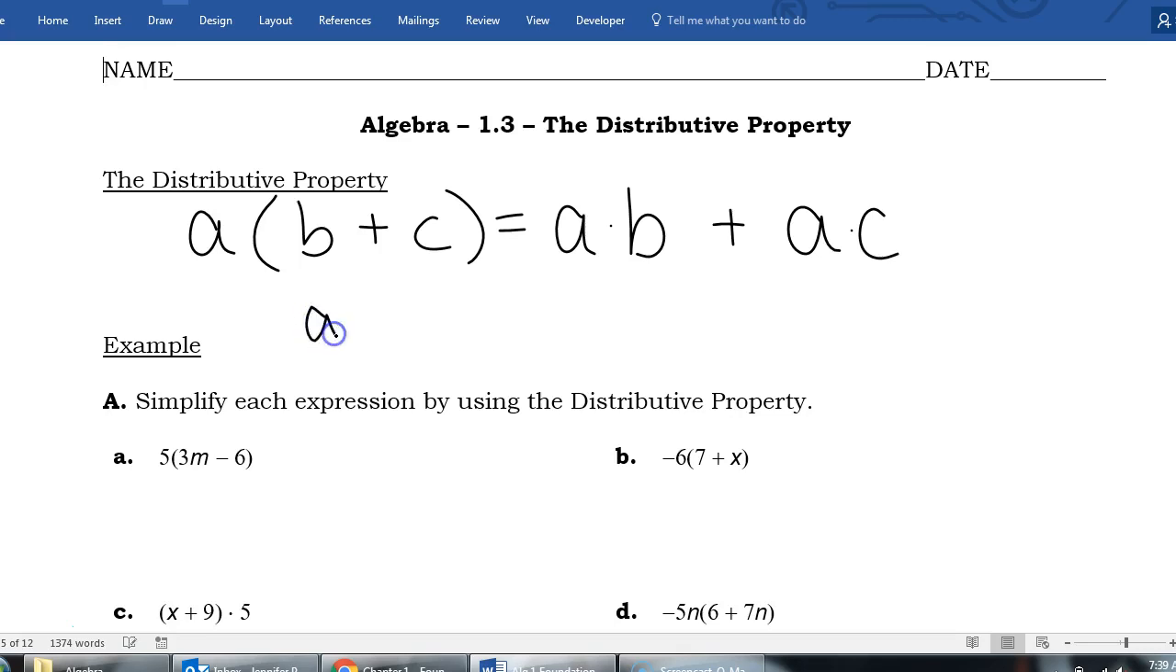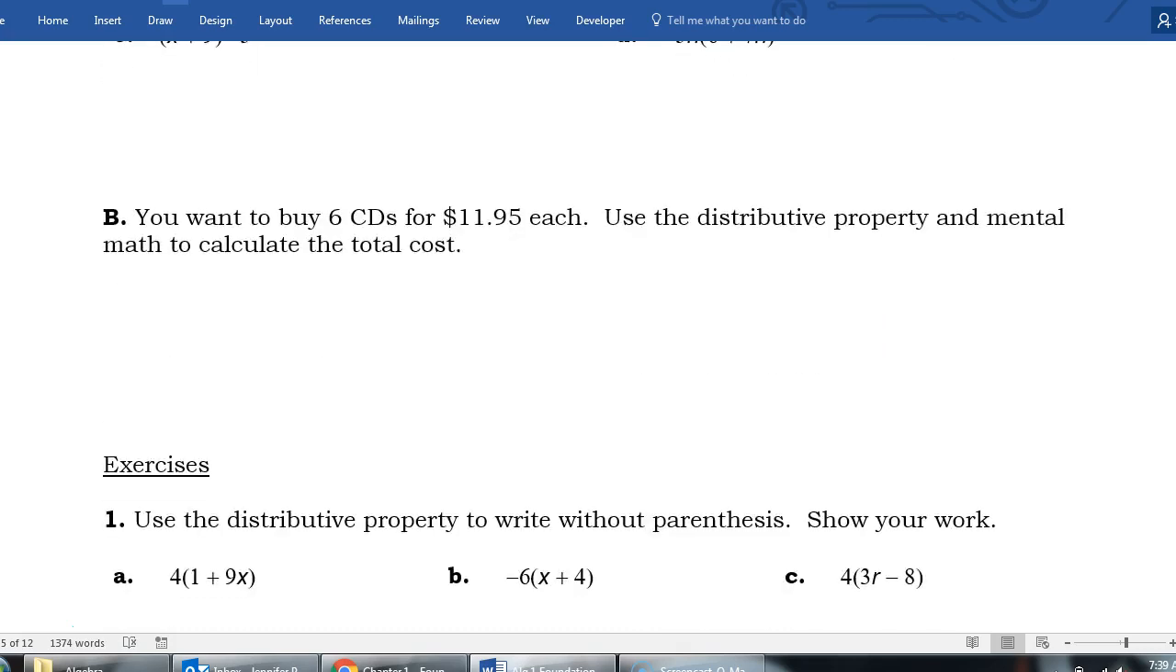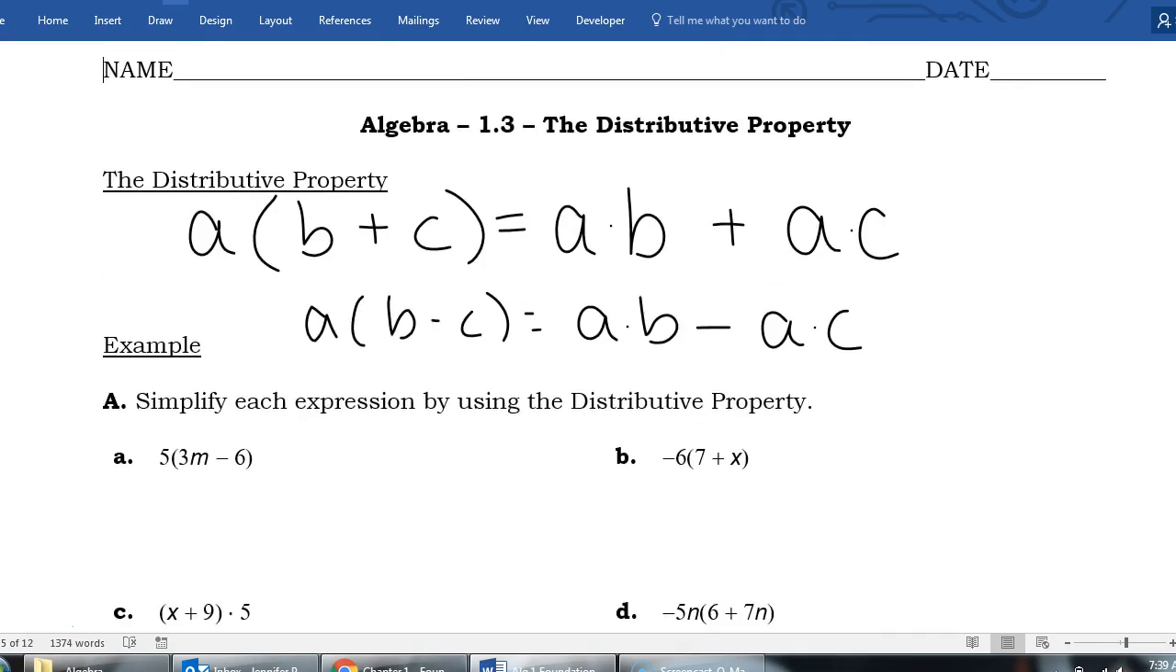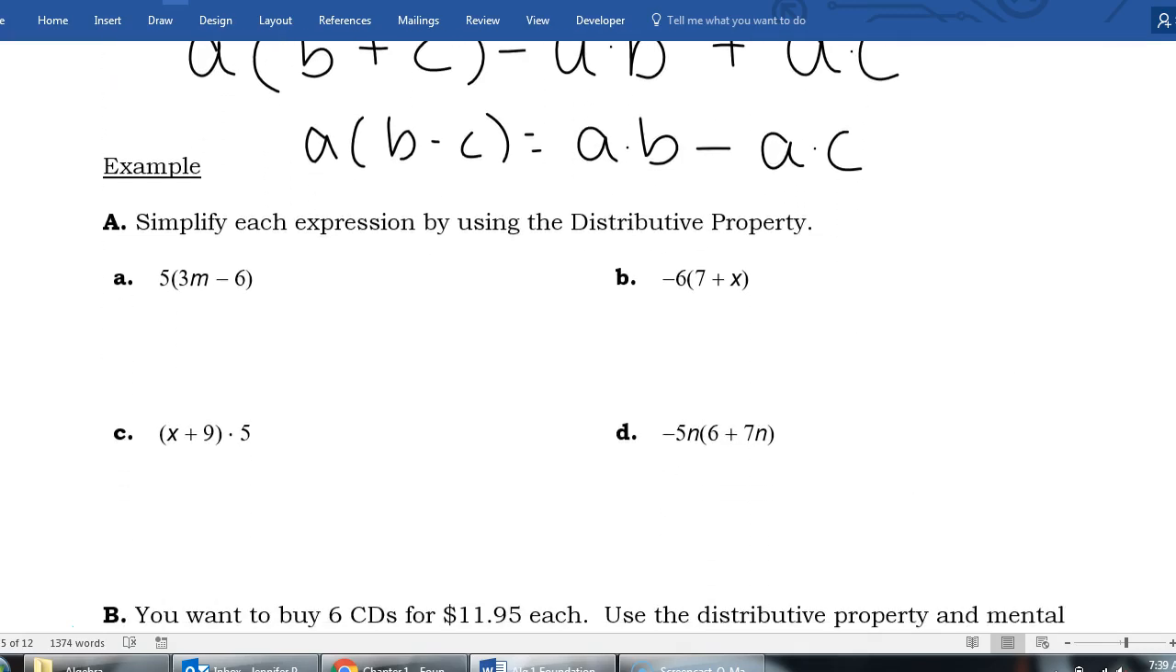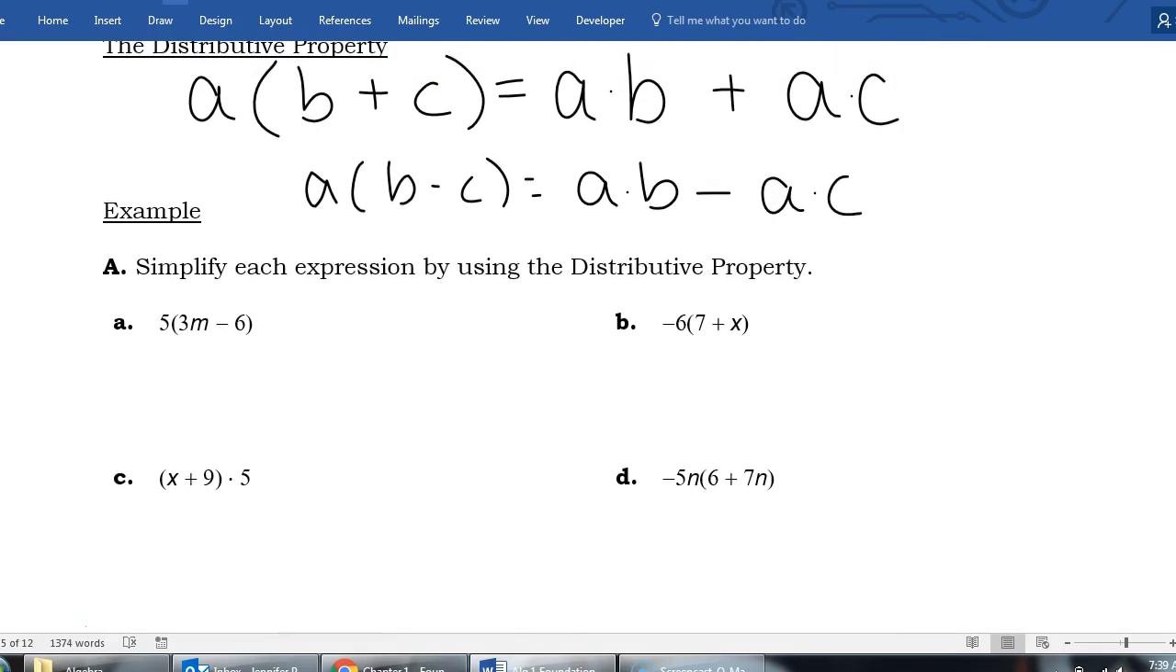So I'm going to write the subtraction version too. But you're still going to multiply a times b, and then you're going to multiply a times c. So whether you have variables in the way, you're still going to treat them the same way. Example A is 5 times the quantity of 3m minus 6. I kind of draw these little rainbow dudes to help me figure that out.